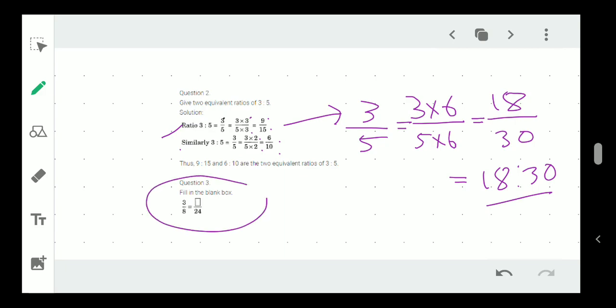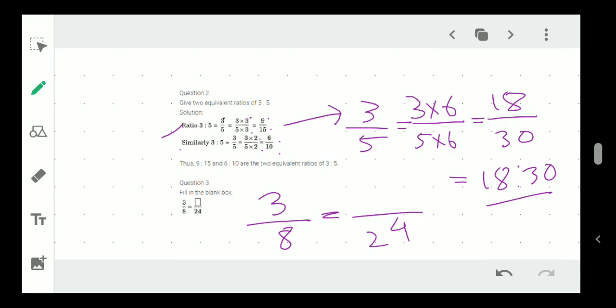Now if you look at question number 3, you can see that it is a fill in the blank box. So 3/8 is equal to something on the upside, and this is 24. I have to find this out, right? So how to find out? See, from 8, how can we get 24? If you split 24, we can write 24 as 8 into 3. So with 8 I have multiplied 3 to make it an equivalent ratio.